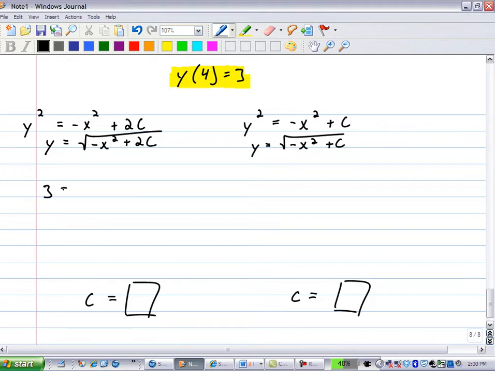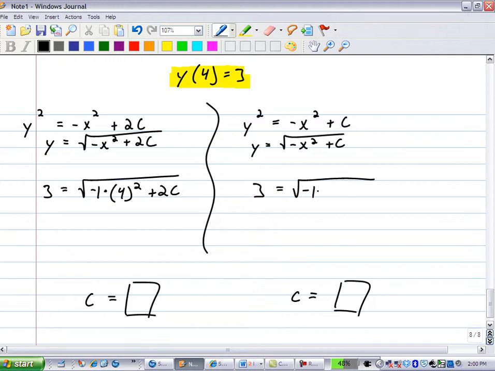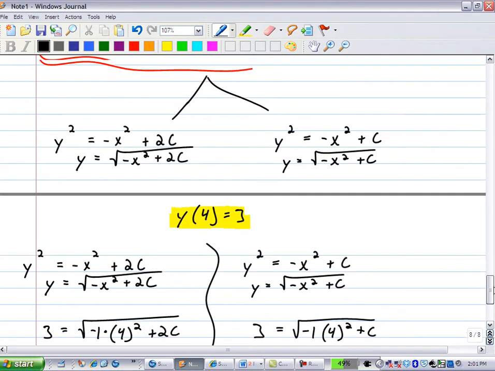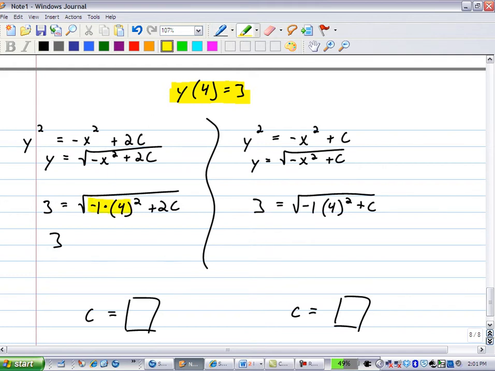So you got 3 equals the square root of -1 times 4 squared plus 2C, or you got 3 equals the square root of -1 times 4 squared plus C. You're wondering about this format here. It never said -x squared; the whole time it was sitting with a minus x squared. Exactly. A lot of times I'll write -x squared as -1 times x squared, just so I don't forget where it goes.